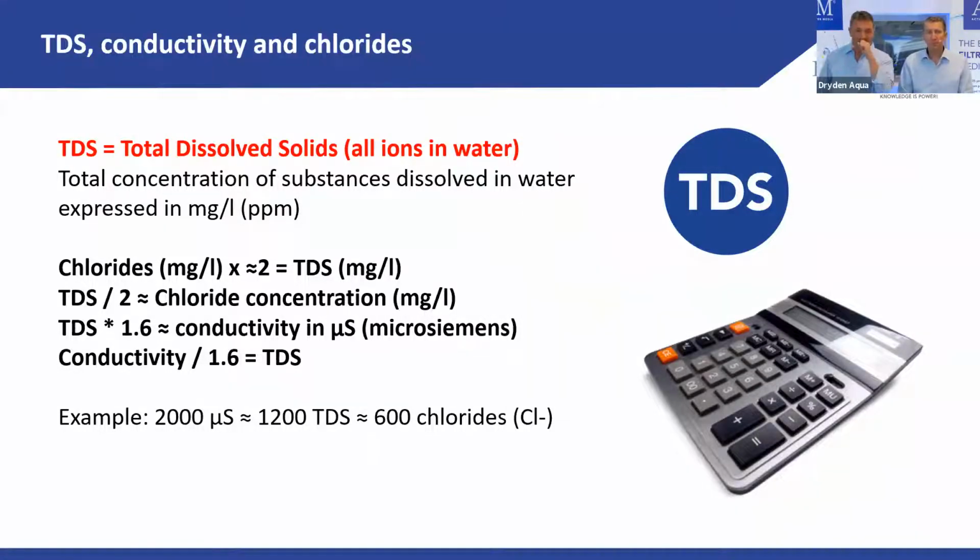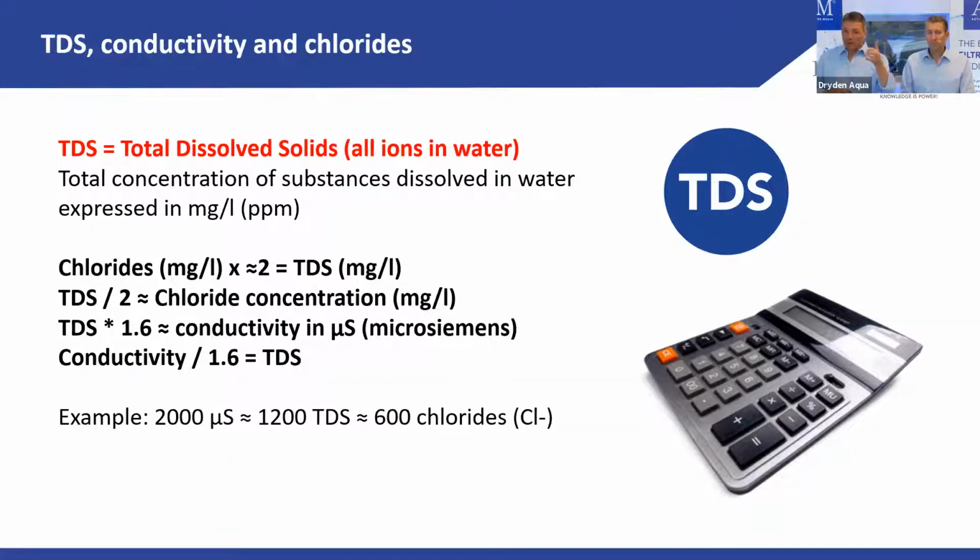This is microsiemens. Now, if you divide this conductivity by a factor of roughly 1.6, you get to the TDS. So you always measure conductivity, and if you divide this conductivity in microsiemens by 1.6, you get roughly to the TDS, okay?